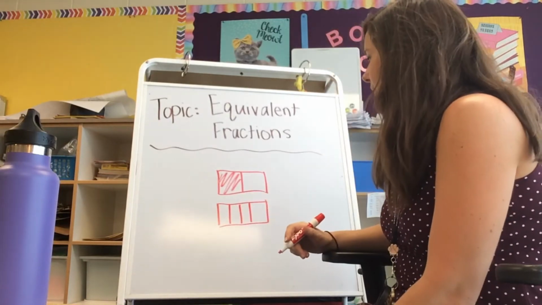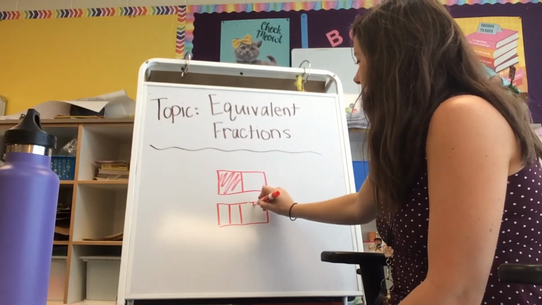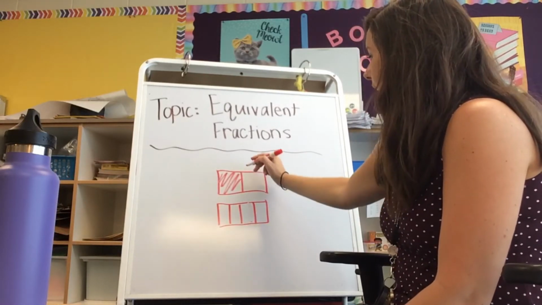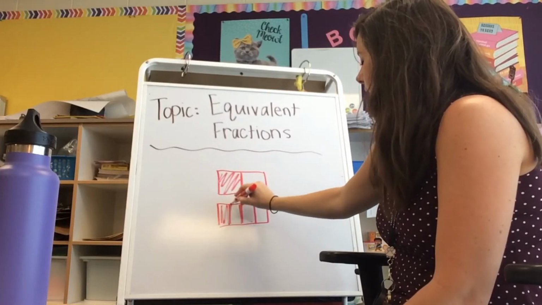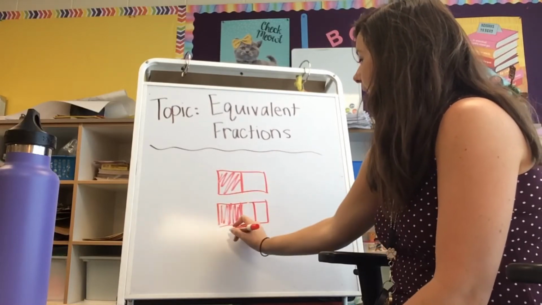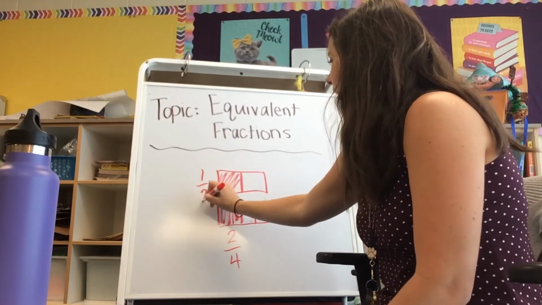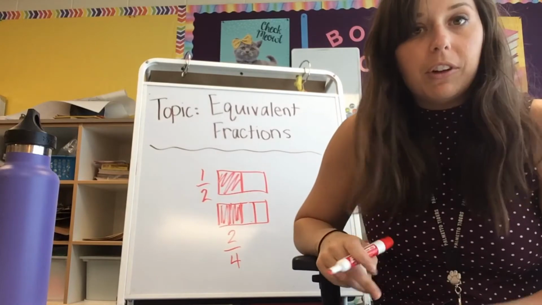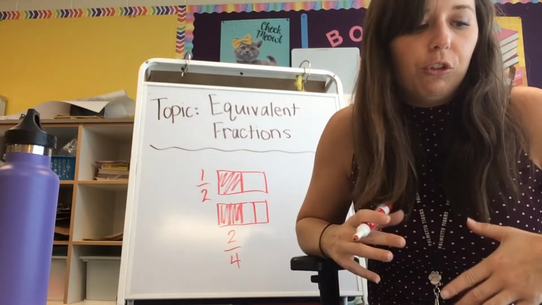Let's do 4. Now, if I divide this into 4 equal parts, and I shade in this half mark right here, I now have shaded in 2/4. So again, it's showing me that half is equivalent to 2/4. They are the same amount, but they're just a different fraction.